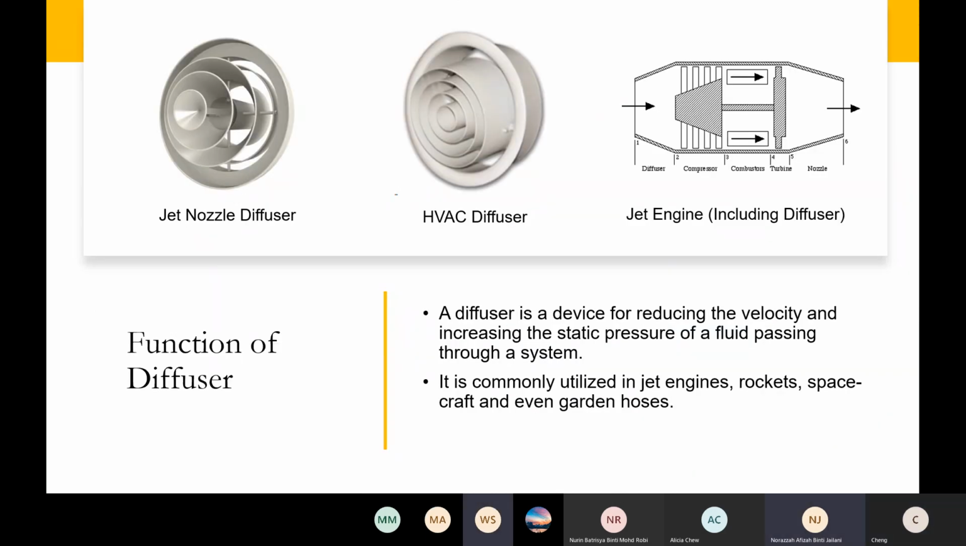The function of a diffuser is to reduce the velocity and increase the static pressure of a fluid passing through a system, and it is commonly utilized in jet engines, rockets, spacecraft, and even garden hoses.